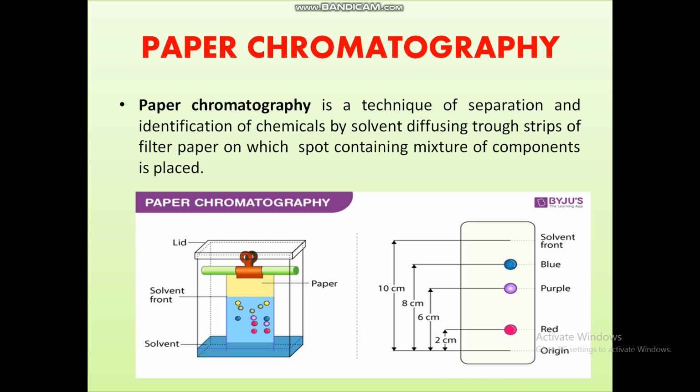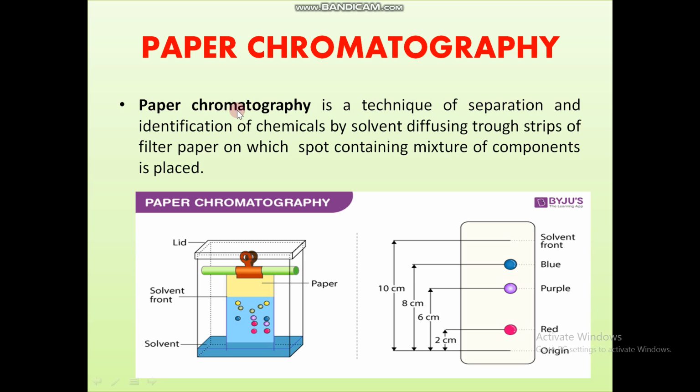The only difference is that in thin layer chromatography we use a glass plate coated with silica and alumina gel as a stationary phase. Here, instead of that, we use chromatographic paper. Everything else is the same.